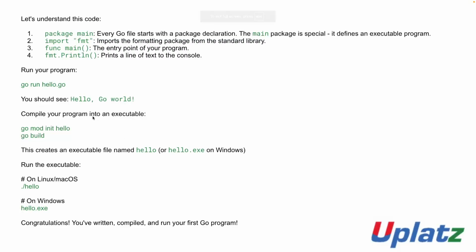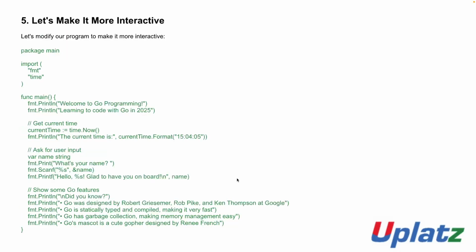Compile your program into an executable: go mod init hello, then go build. This creates an executable file named hello, or hello.exe on Windows. Run the executable: ./hello, or on Windows hello.exe.